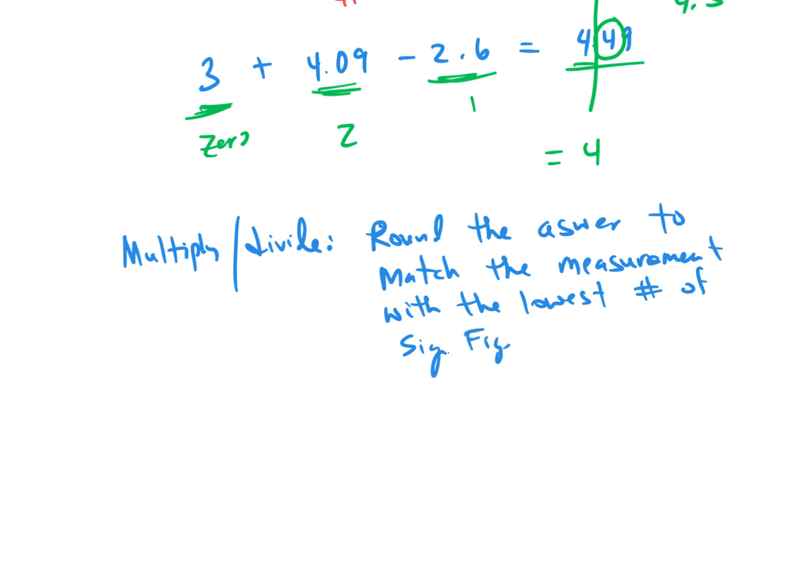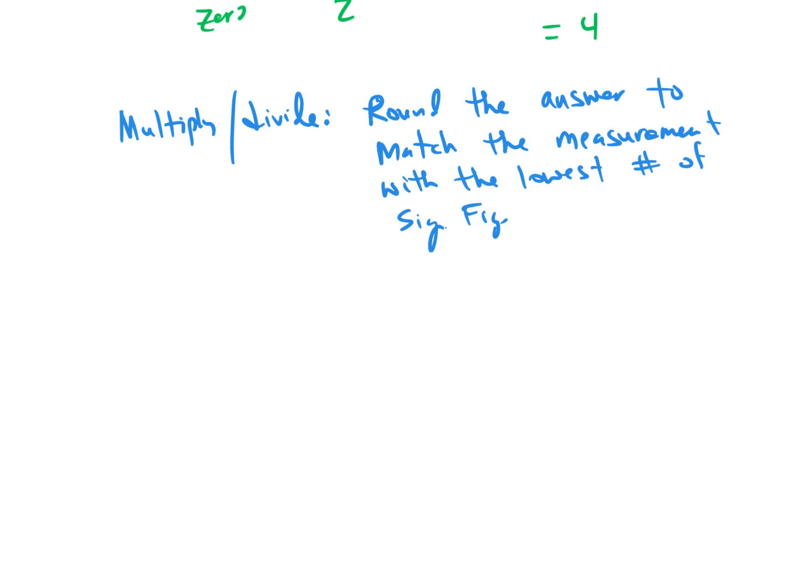So add and subtract deals with decimal places. And you're going to have to study this, study this, study this, so you don't get them flip-flopped, right? Get it down. Round the answer to match the measurement with the lowest number of significant figures. Am I writing large enough? No? Yeah? Okay, I'll try to write a little bit bigger maybe.